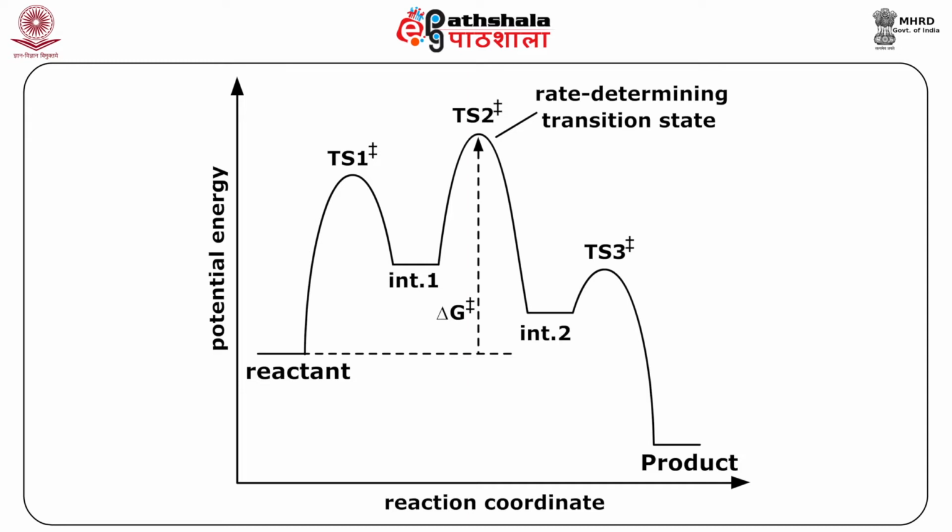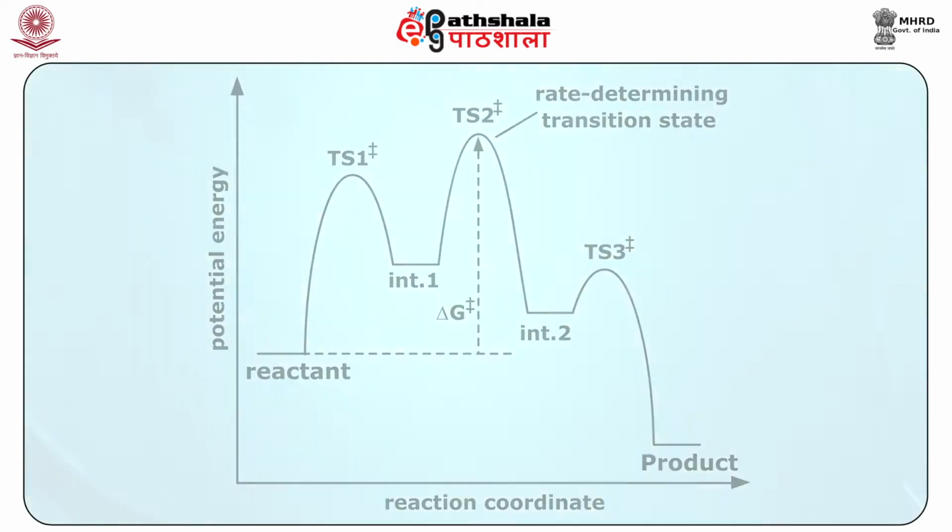The highest transition state determines the overall reaction rate, and the step with the highest energy transition state is also the rate determining step. Now, you can clearly see all this in this figure. This is the reaction coordinate diagram for a multi-step reaction showing the transition state and the intermediate.